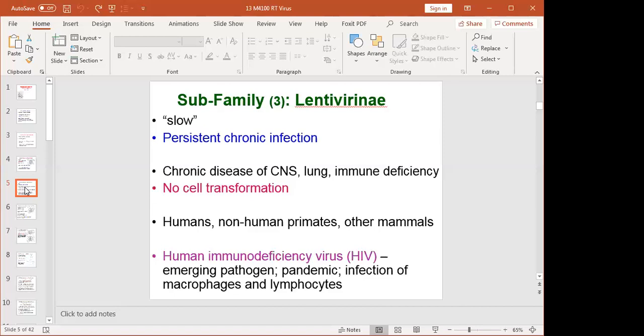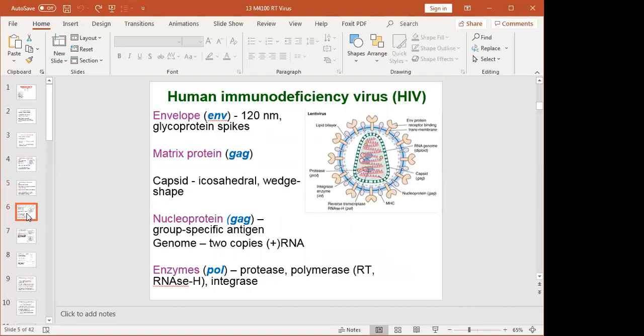Remember, AIDS is not the name of the virus. The virus is HIV, and the disease is called AIDS. Moving to slide number 6, human immunodeficiency virus. Let's look at the genome structure.